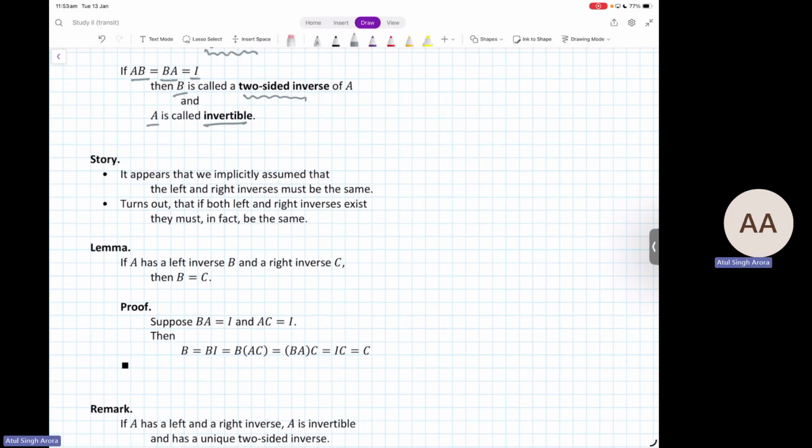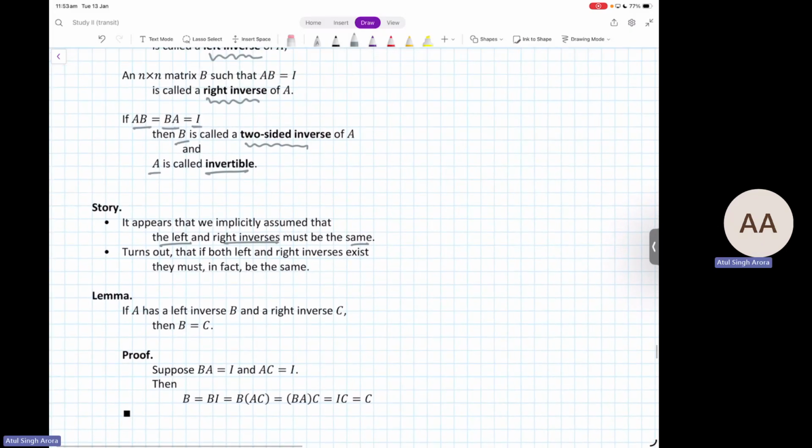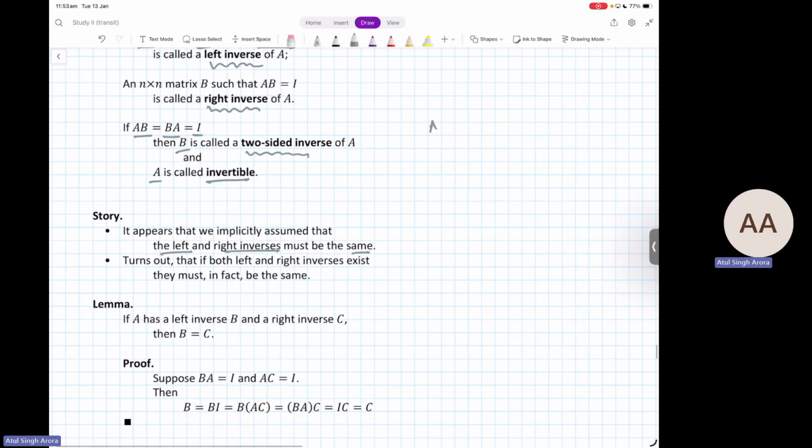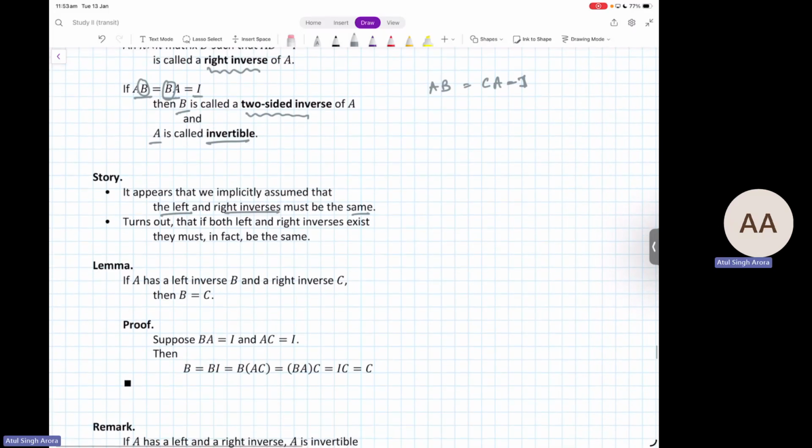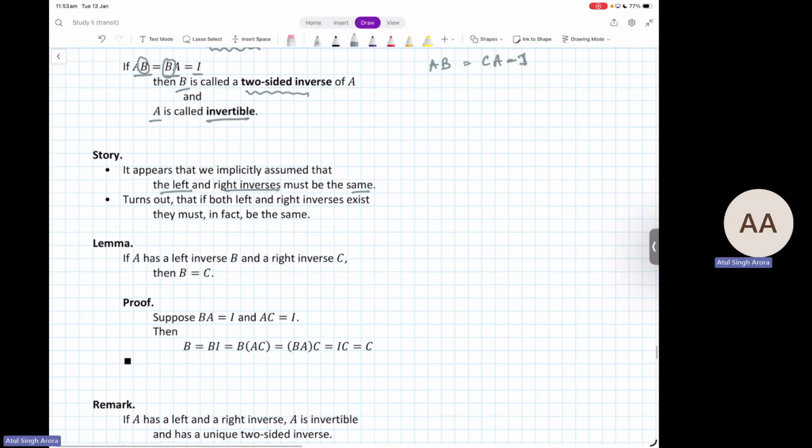So it appears that we implicitly assume that the left and right inverses must be the same, right? Here one could imagine that maybe AB equals, say, CA equals identity. Here I put the same B on both sides, but it could be that the left and right inverses are actually different, even though they exist. So it turns out that it doesn't matter, and we'll do a quick proof.